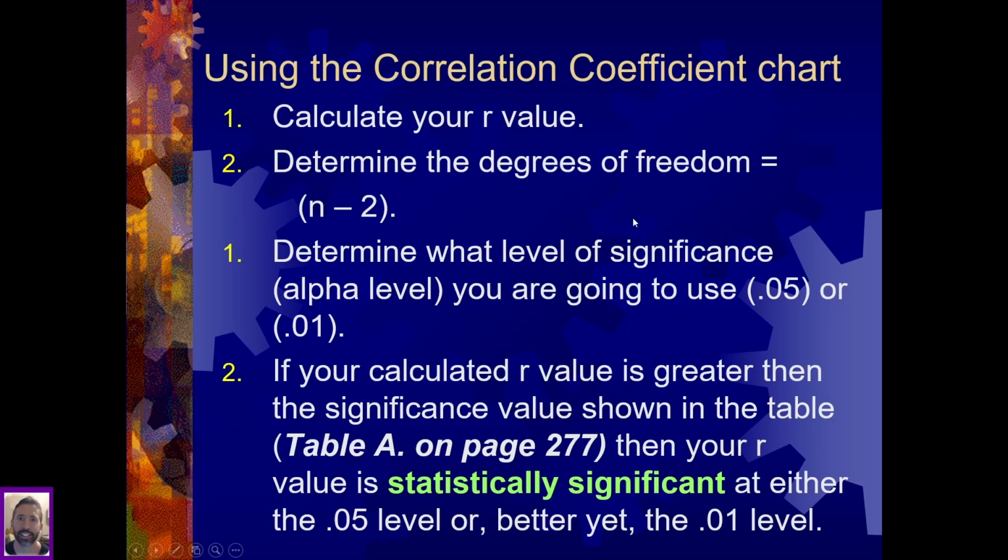Okay, and how we're going to do this is we're going to calculate the R value, which we already did using Excel. We're going to determine the degrees of freedom, which is n minus 2, which we already did. And then we're going to determine our level of significance, or our alpha level. We're going to start by looking at the 0.05 level, and then we're going to move over to the 0.01 level and determine whether or not our value was statistically significant.